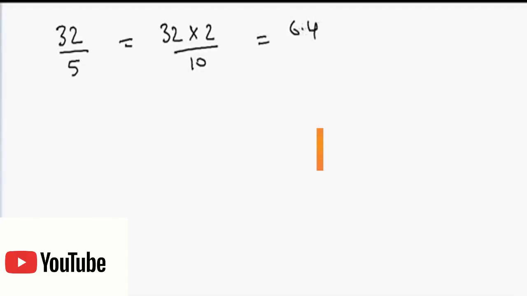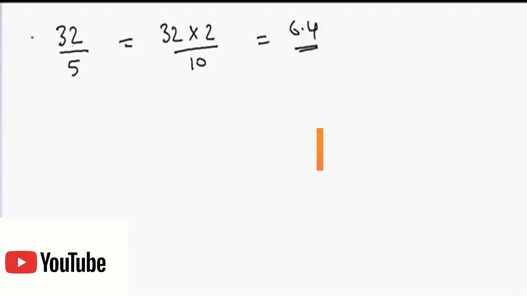Here we are dividing a number by 5. So suppose if I have 32 and I want to divide it by 5. So if you look at it, it looks a little complicated, but an easy way to do this is: 32 into 2 divided by 10. So that will be equal to 64 and then a decimal, so it's 6.4.